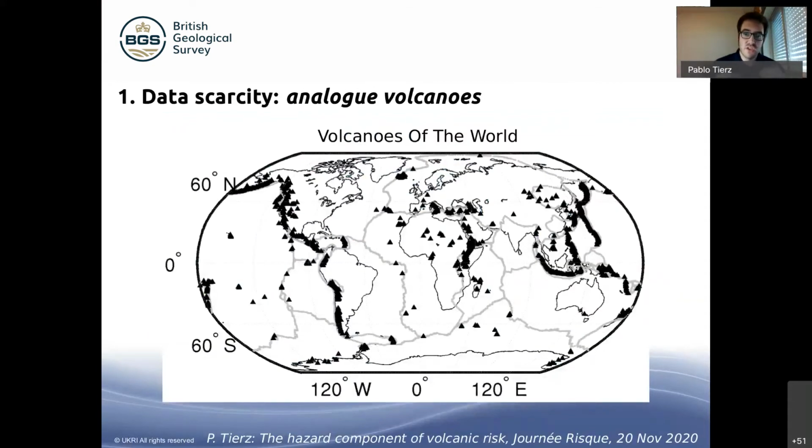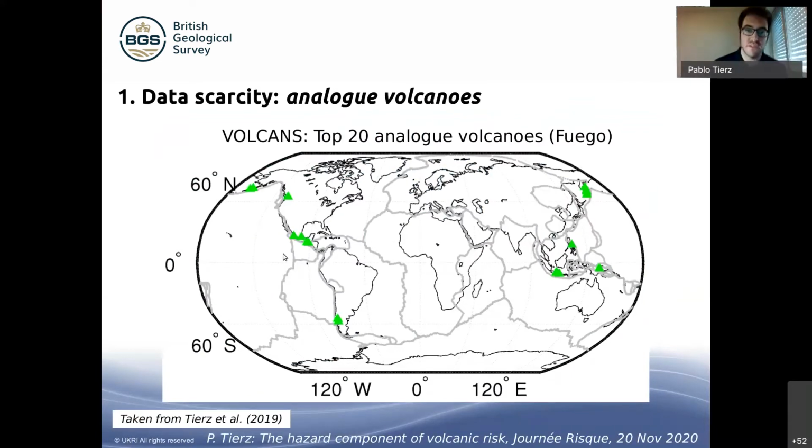And again, some volcanoes will be more similar or more different to others depending on the type of volcanic activity that they have. So the final goal is to go from all the 1,500 volcanoes in the database to those volcanoes that are most similar to our target volcano, following the criteria that I have just explained. And so that's the way we can, for instance, this is an example of the top 20 analog volcanoes to Fuego. So those that have the most similar characteristics to Fuego.